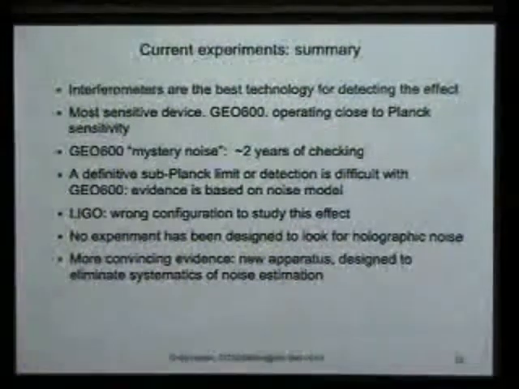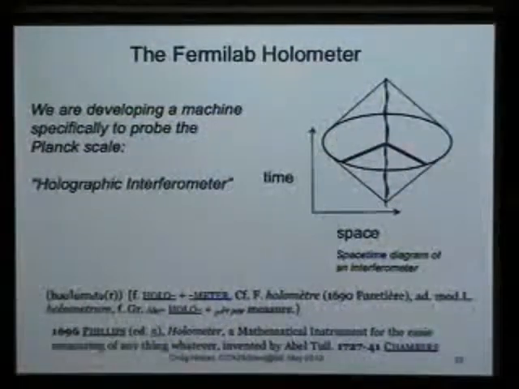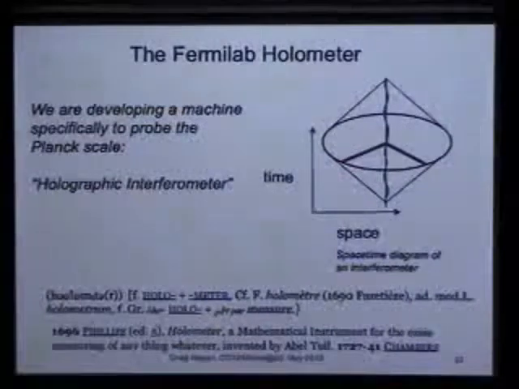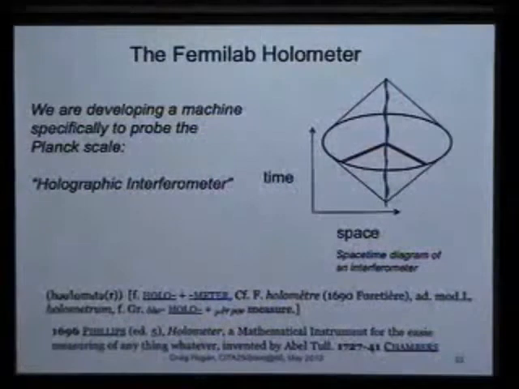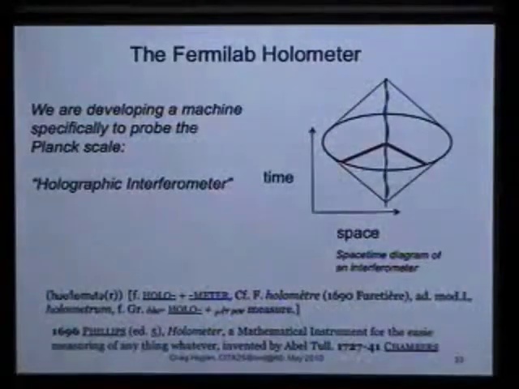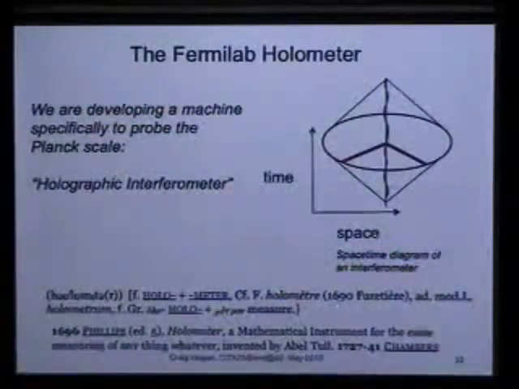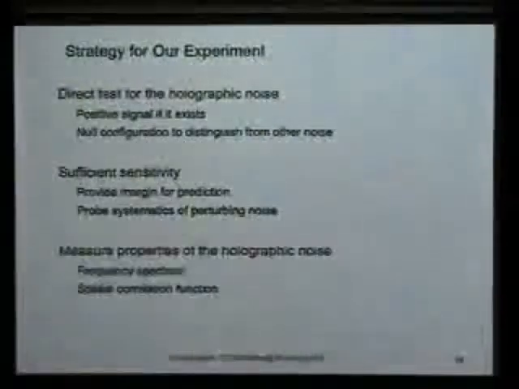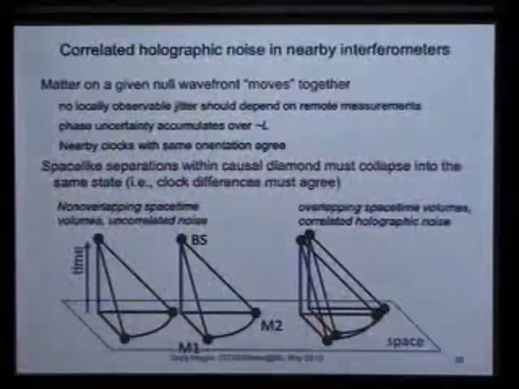So if we want to get evidence one way or the other, we want to build an apparatus to do that. And that's the machine we want to build at Fermilab, which we're calling a holographic interferometer, or holometer for short. And holometer actually is a word with a definition in the English dictionary. In the 17th century, it meant a mathematical instrument for the easy measure of anything. It is relatively inexpensive. So anyway, this is kind of a pitch for review panels.